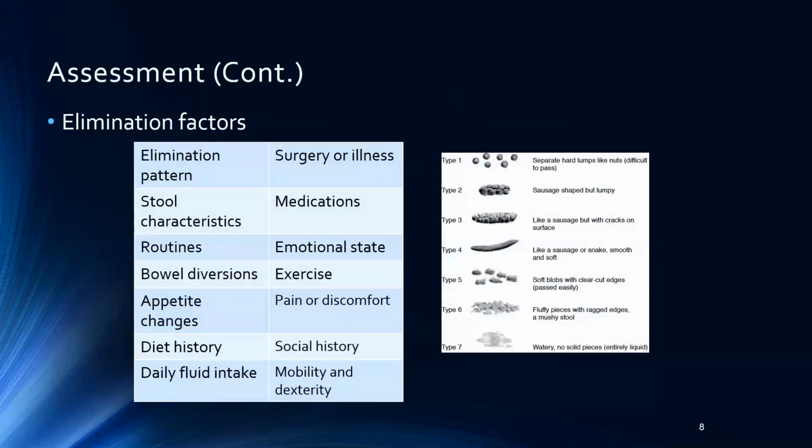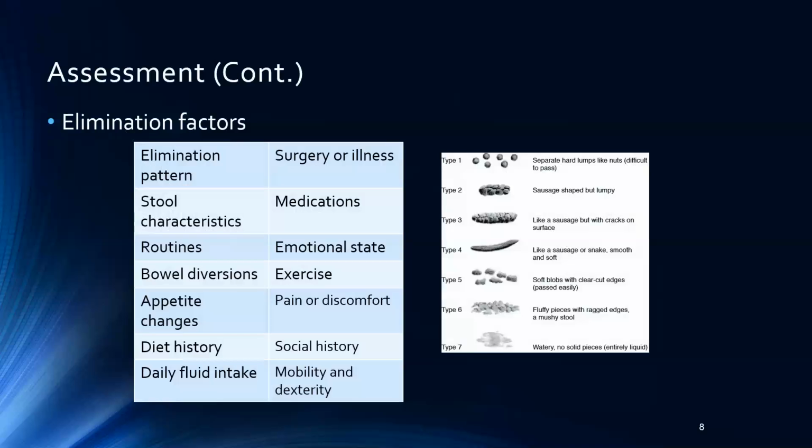Some people have bowel movements every day. Some people have bowel movements every 3 days. We notice that if they haven't had a bowel movement in 3 days, that they may be constipated, but that may be their usual bowel pattern. So you would need to know what that pattern is.